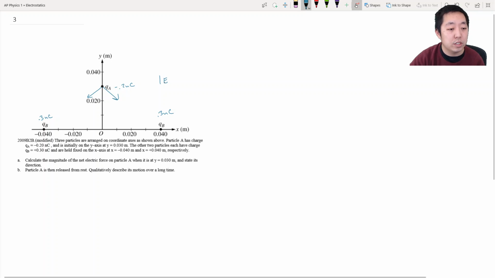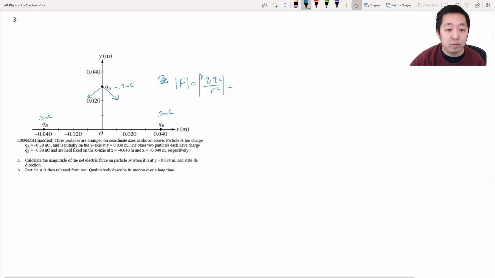Or actually, this is just calculating the electric force. So this is just using Coulomb's law. Coulomb's law is k Q1 Q2 over r squared. That's the magnitude. I usually write it as this. The magnitude. I use the direction based on just the picture.